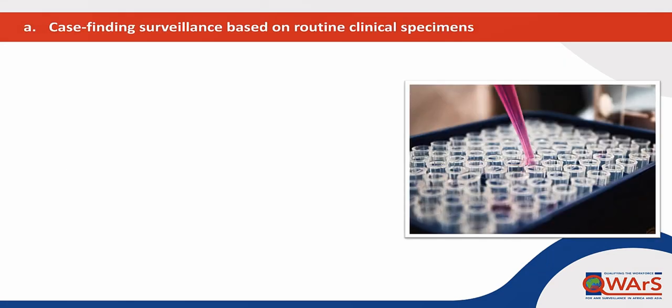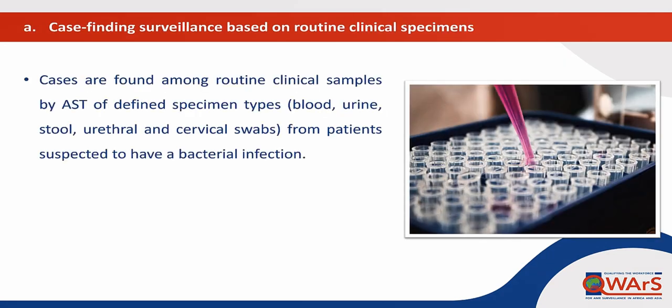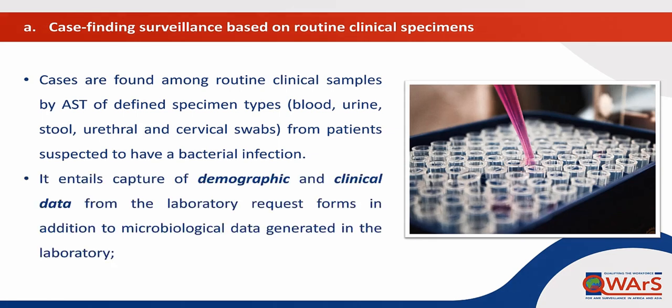In the case-finding surveillance based on routine clinical specimens sent to the laboratory, cases are found among routine clinical samples by AST of defined specimen types: blood, urine, stool, urethral, and cervical swabs from patients suspected to have a bacterial infection. However, there should be a deliberate effort to collect clinical and demographic data, in addition to microbiological data gathered in the laboratory.